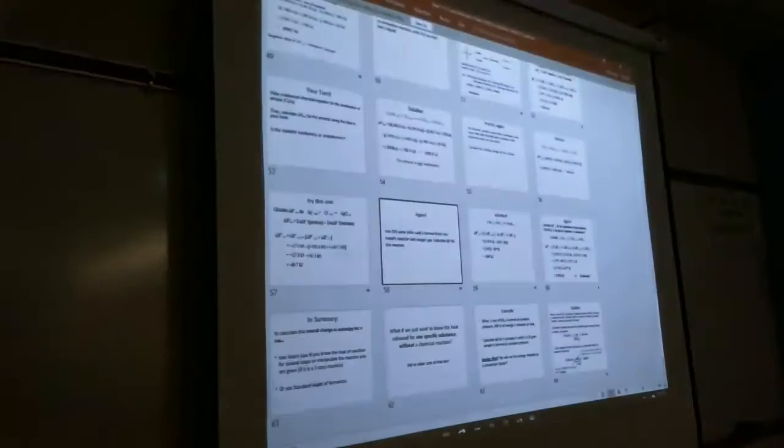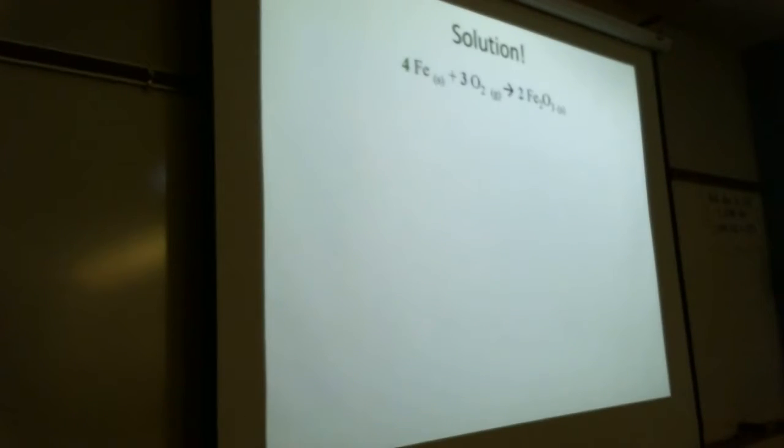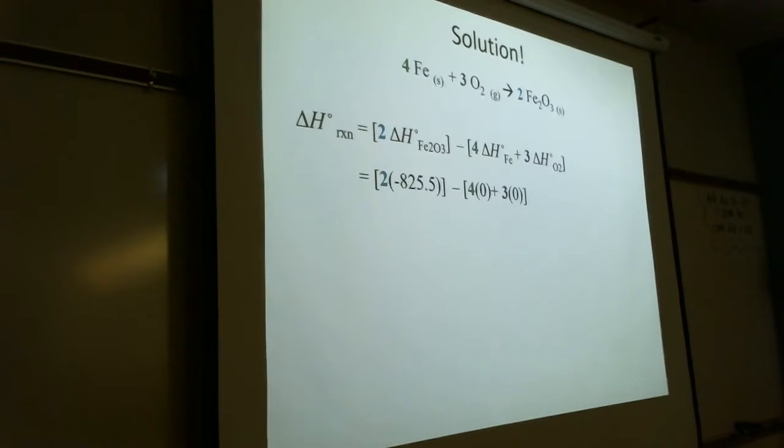All right, let's look at this one. We need to write a balanced equation first. Right, coefficients 4, 3, 2. But this one's nice and convenient for us because we've got 2 of them that are 0. So all we have to do is look up Fe2O3 and multiply by 2.